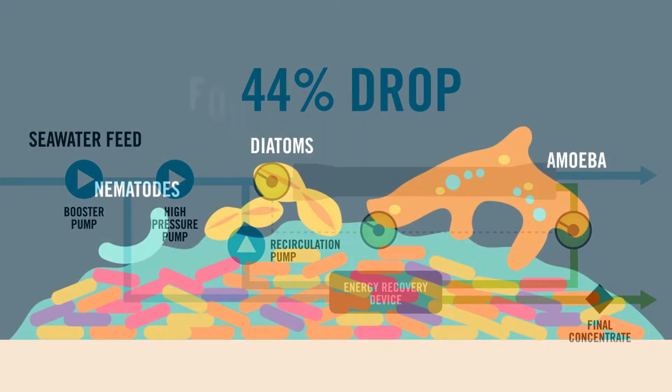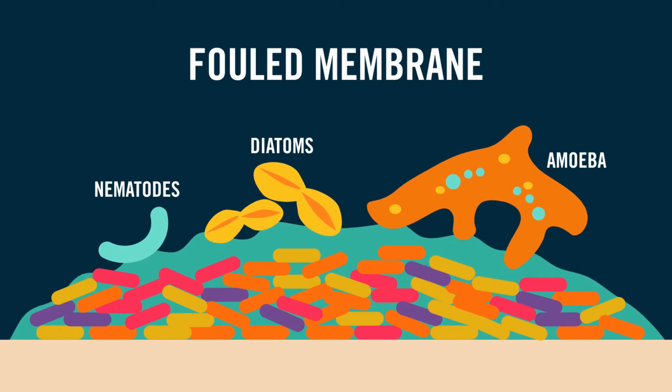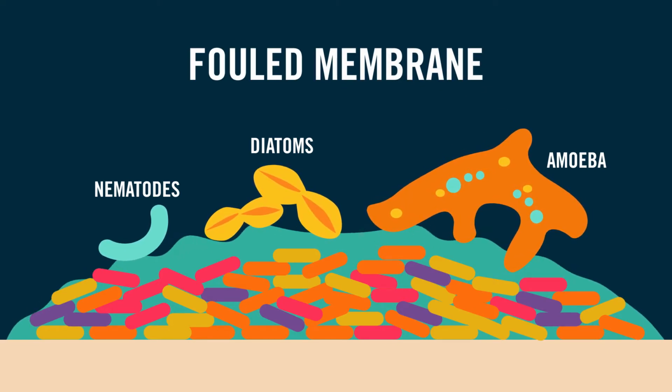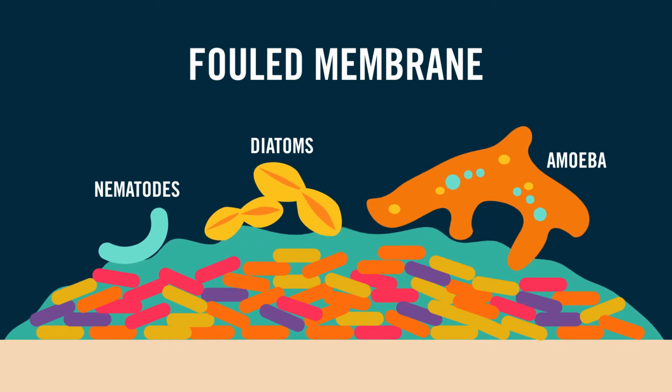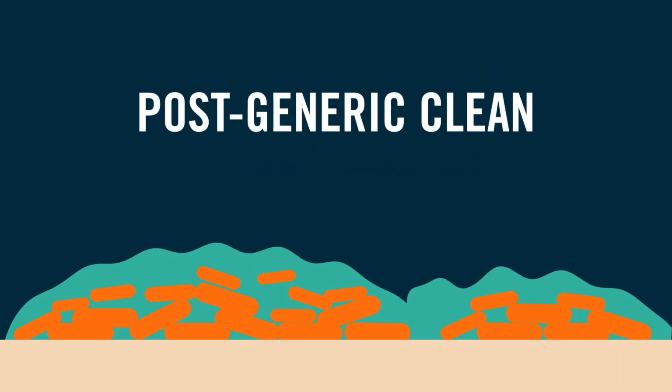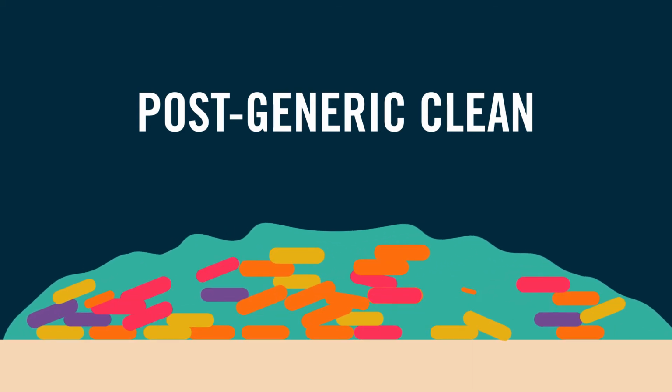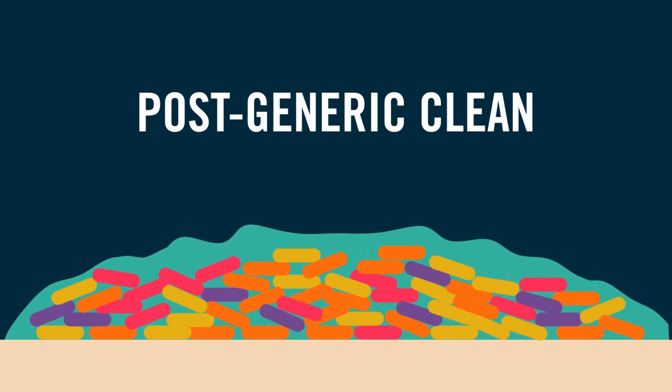In many cases, membranes that experience algae blooms are said to be irreversibly fouled because too often, generic cleaning procedures do not fully remove the foulant, leaving behind a food source that allows bacteria to continue to grow.